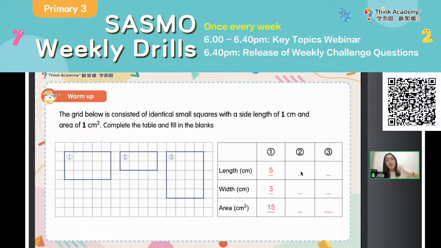Okay, then move on to rectangle 2. What is the length? Correct. That is 4. Again, what is the width? Yes, that is 2. Okay, so what is the area? How many small squares are there? What should we do? Yes, multiplication. Again, 4 times 2, that is 8.